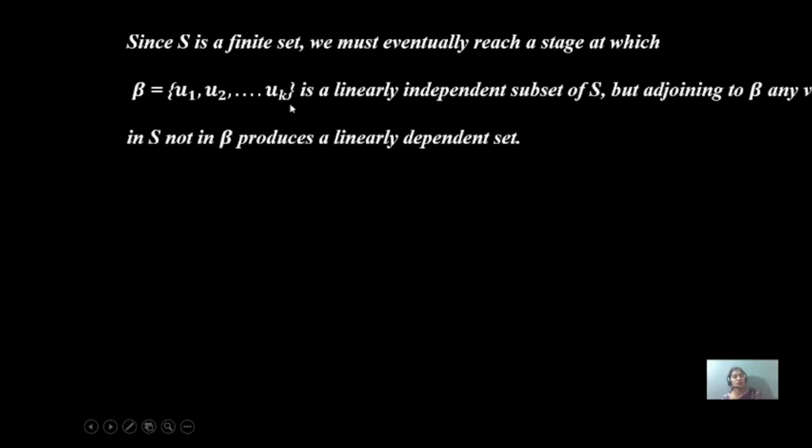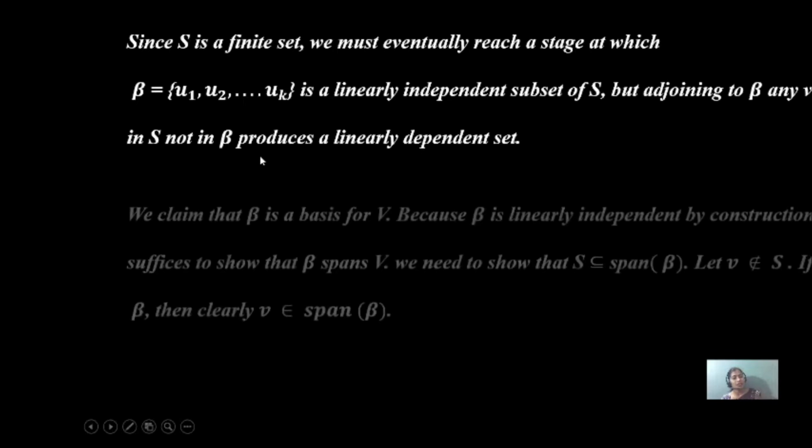Since S is a finite set, we must eventually reach a stage at which beta equals u1 to uk generating. Beta is called a basis of this form and is a linearly independent subset of S. But adjoining to beta any vector in S not in beta produces a linearly dependent set. Beta is not produced to the linearly dependent set because beta is considered an independent set for generating the basis and dimension for the adjoined value. Then this value will be generated.